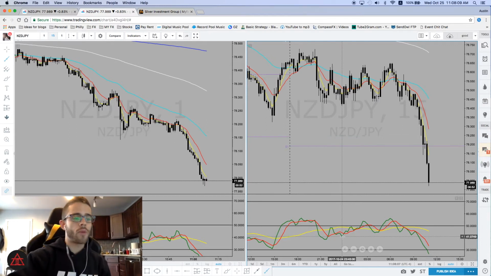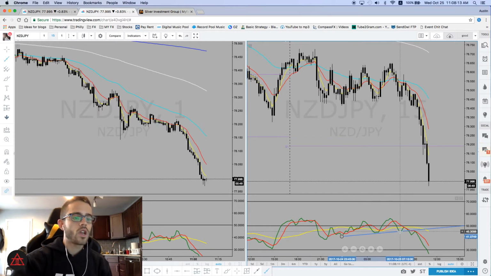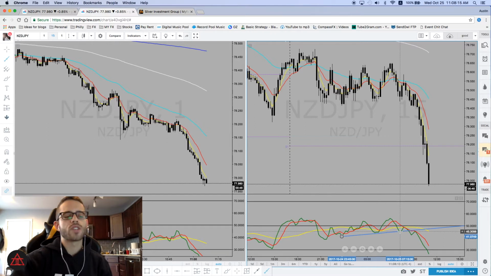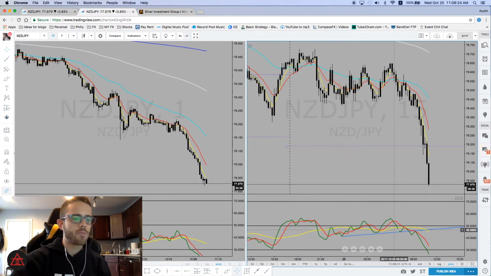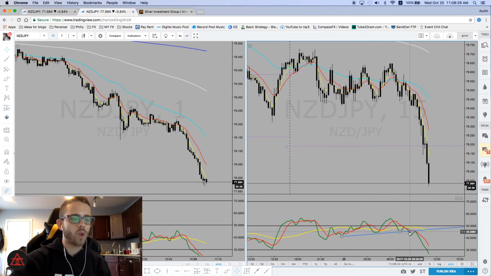I'll start on the RSI because it's way more valuable to me than the candle formations. RSI is way more important. So here we have 0.1 and 0.2. You can see when I erase it, both points touch. Here's our break, which we were looking for, and then here's our retest, which is where our entry is. We'll get to that in a second.